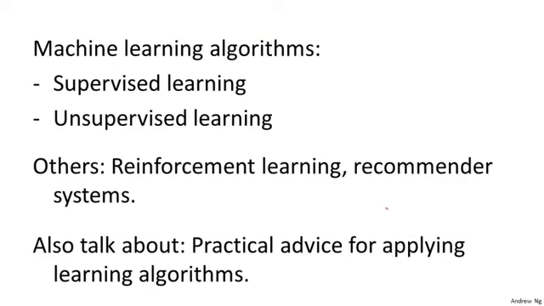Don't worry if these two terms don't make sense yet. In the next two videos, I'm going to say exactly what these two types of learning are. You might also hear other buzz terms such as reinforcement learning and recommender systems. These are other types of machine learning algorithms that we'll talk about later, but the two most used types of learning algorithms are probably supervised learning and unsupervised learning, and I'll define them in the next two videos, and we'll spend most of this class talking about these two types of learning algorithms.